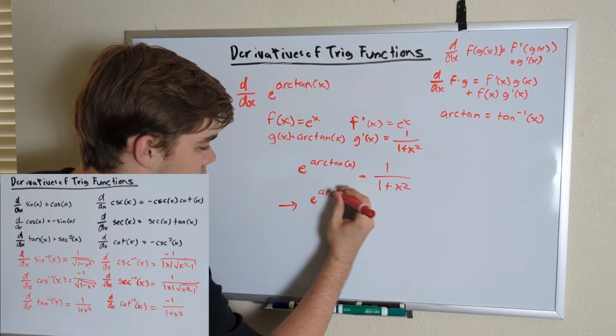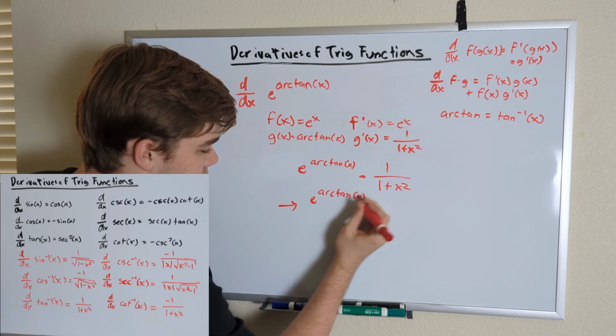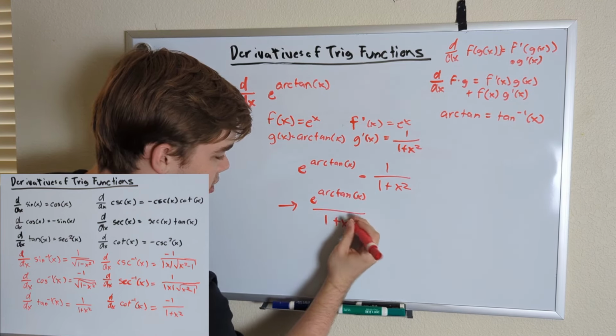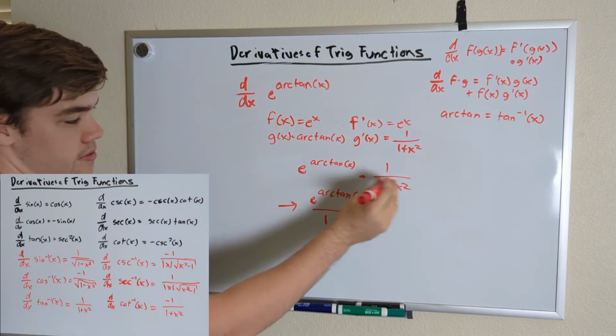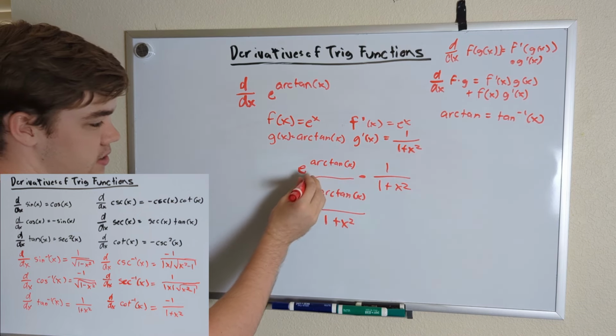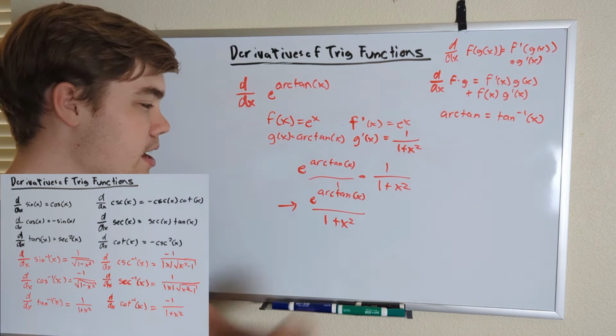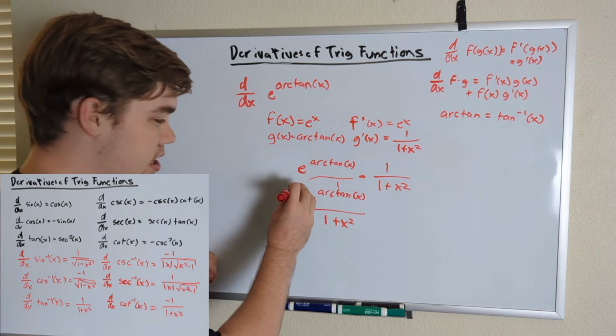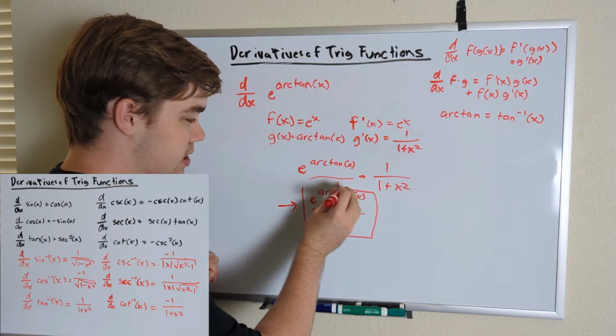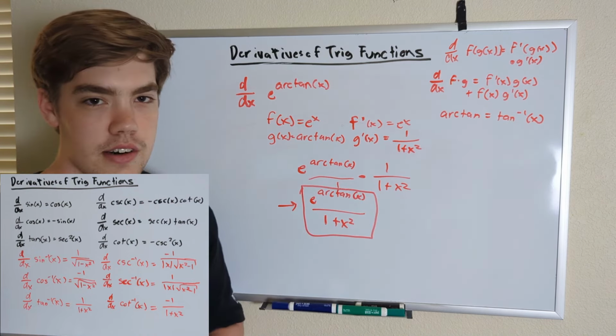e to the arctangent of x divided by 1 plus x squared. Remember, when we multiply a fraction by something that isn't a fraction, technically there's a divided by 1 here. And when you multiply fractions, you just multiply top by top and bottom by bottom. So this is the same thing as e to the arctangent x divided by 1 plus x squared. And that is our derivative.